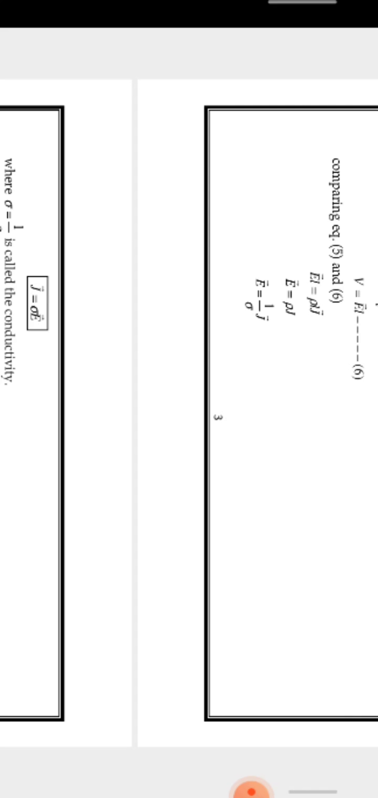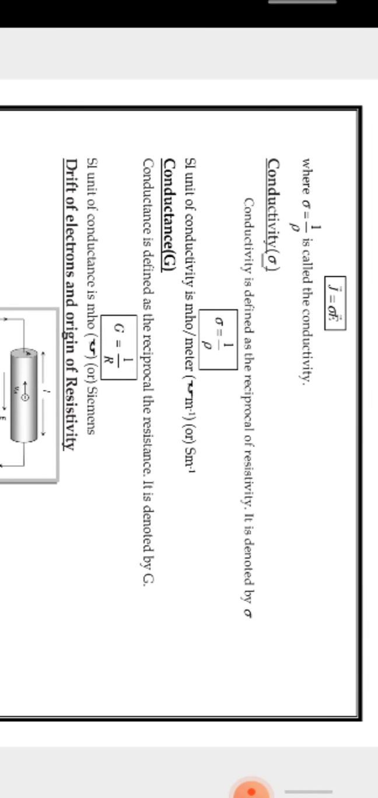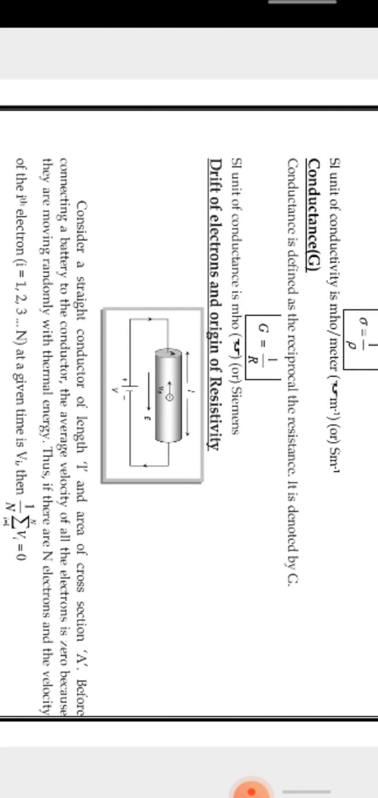Rho is nothing but resistivity. The reciprocal of the resistivity is nothing but conductivity. So resistivity rho equal to 1 by sigma, and the reciprocal of the conductivity is resistivity. So by cross multiplication, sigma E equals J. So sigma is equal to 1 by rho, called conductivity. Conductivity is defined as the reciprocal of the resistivity. Resistivity is denoted by rho, so sigma equal to 1 by rho.